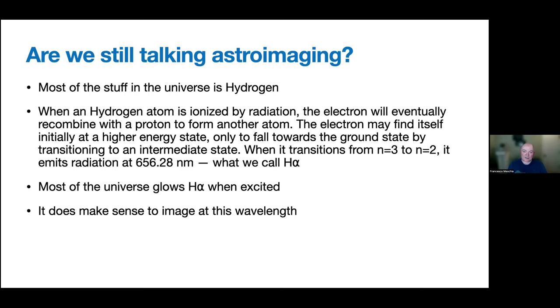The beauty of this is that most of the universe glows in H alpha when excited by ionizing radiation. So when you have a very hot star, lots of ultraviolet radiation, and around it there's a cloud of gas, chances are it will glow in H alpha. So it makes a lot of sense to image at this wavelength, because we know that we're going to see stuff.